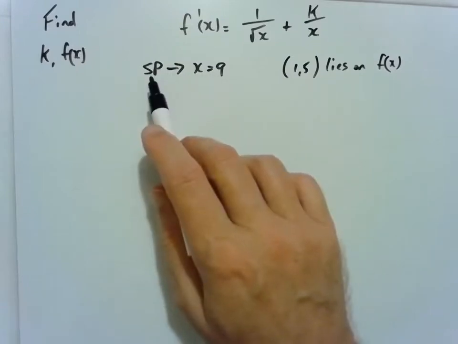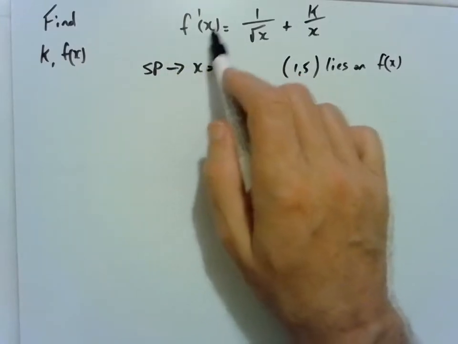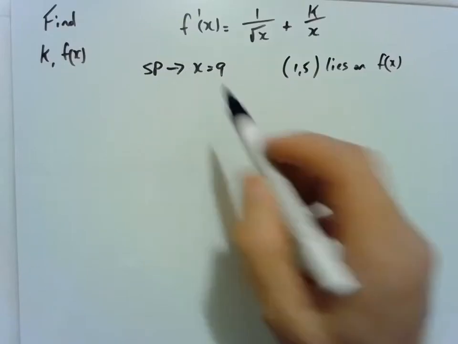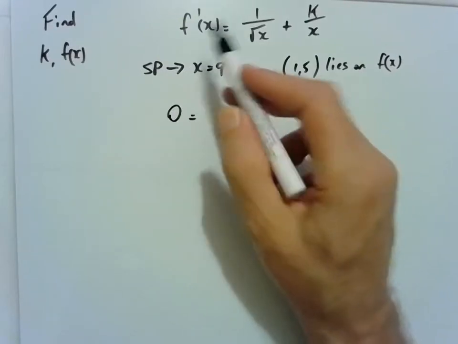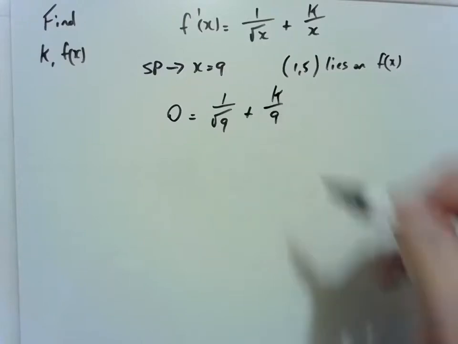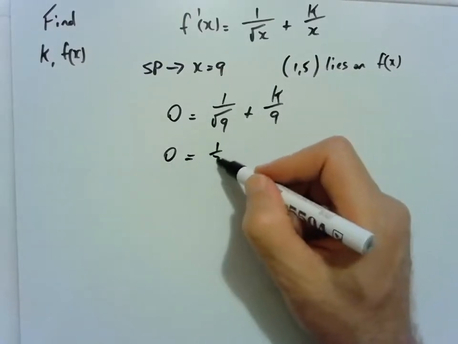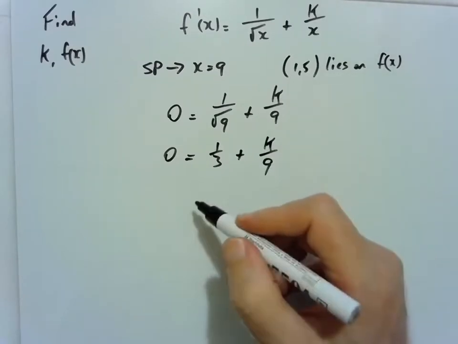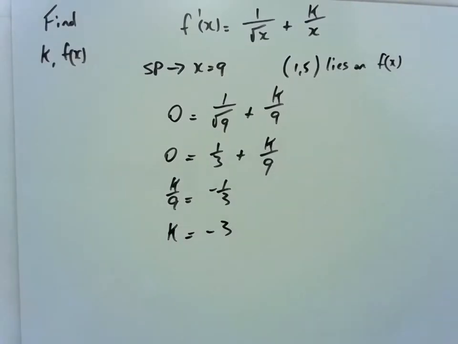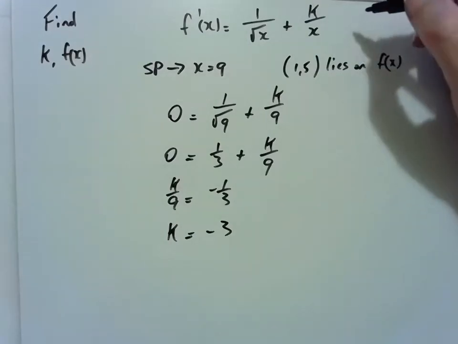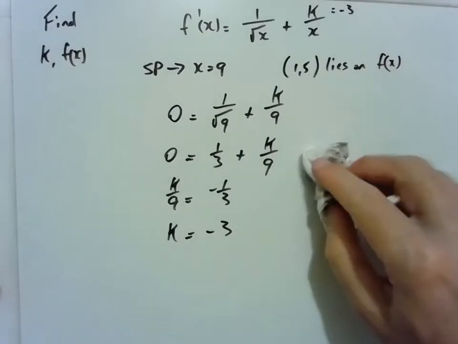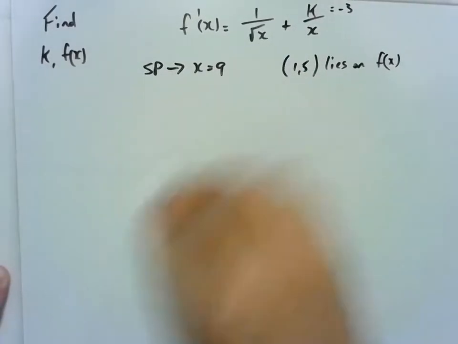The stationary point. The important thing, a stationary point happens where the slope is 0, and that's the gradient function, isn't it? So through this piece of information here, I can say that my slope is 0 where x equals 9. And 0 equals 1 on 3 plus k on 9. And multiply by that, and k is minus 3. So let's just write that k is minus 3 up here, because I'm out of room and I don't want to rub too much else out. Okay, so k is negative 3.